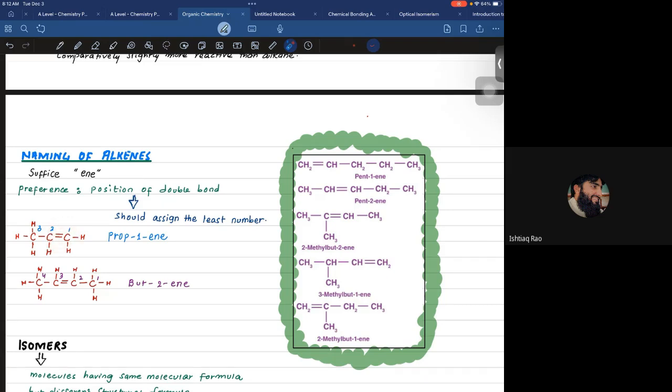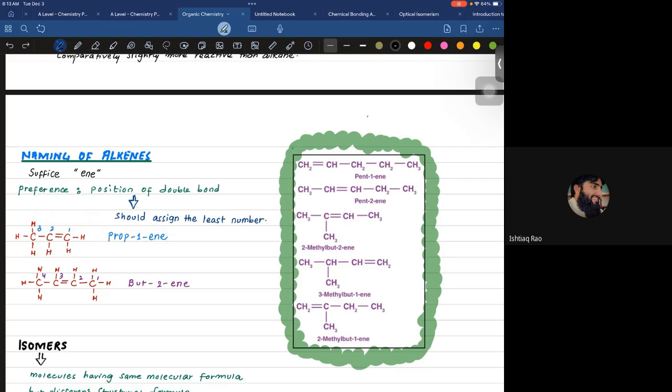It means that this is your propene. One, two, three. If you are counting from the left hand side, the double bond is getting the second number. But if you are counting from the right hand side, the double bond is getting the first number. That's good, so this is the good one. So the name for this compound is prop-1-ene.